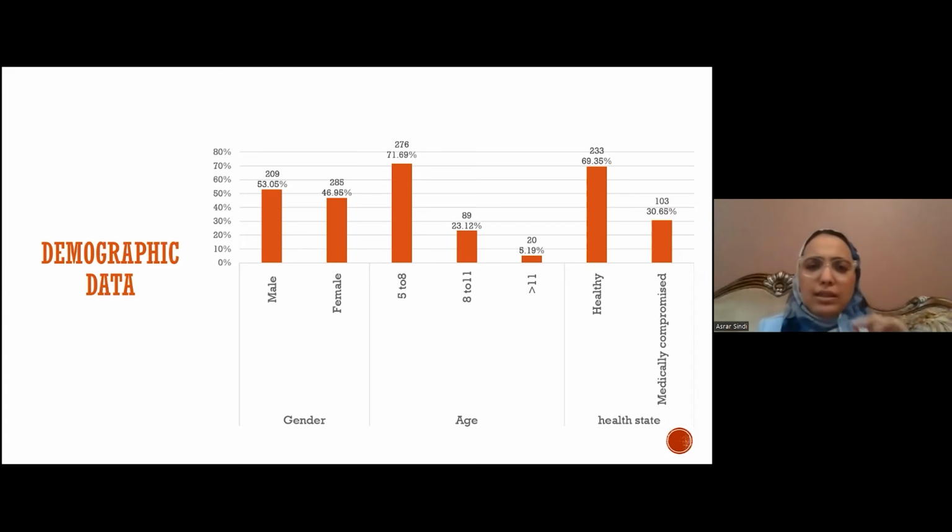Males were slightly higher than females at 53.05%, and the most frequent age was from 5 to 8 at 71.69%, and the least frequent age, patients more than 11 years old, at 5.19%. Also, most of our patients were healthy. Only 30.65% were medically compromised patients.